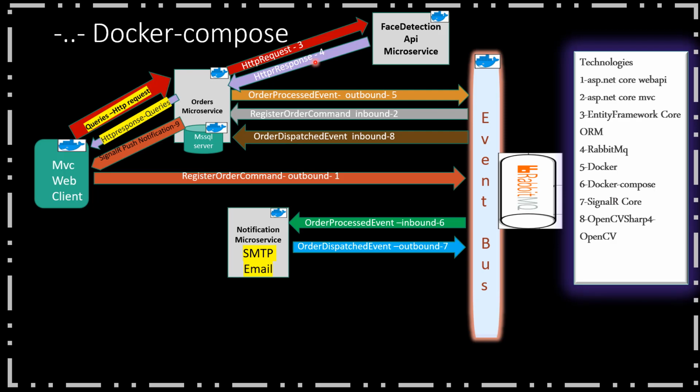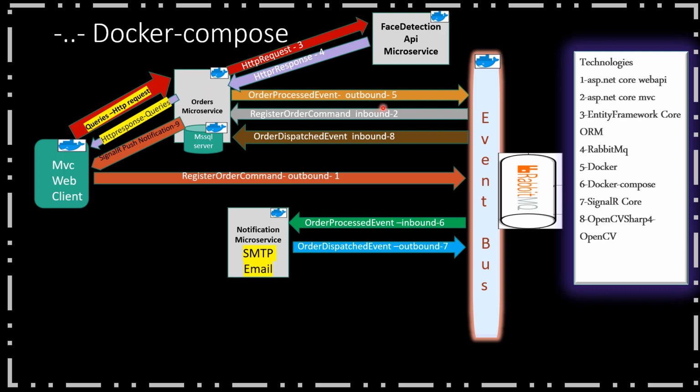The faces data is again in byte array form, and if we happen to have 2 faces in the picture that we have uploaded, we are going to have a list of 2 byte arrays. And they are saved in the orders microservice as order details of a given order, and the order status is updated to processed from registered.